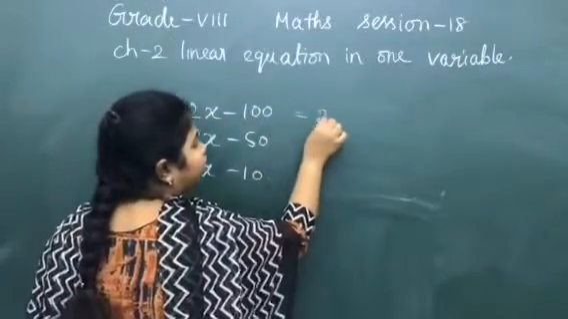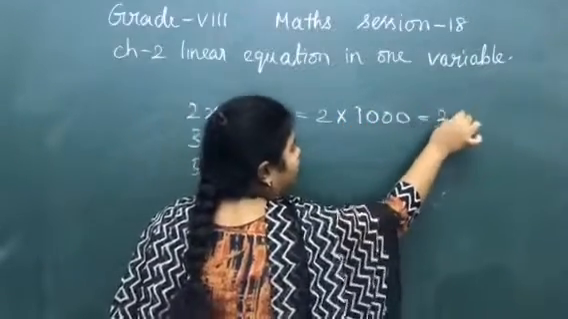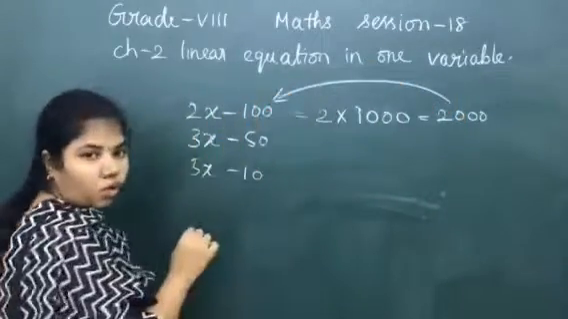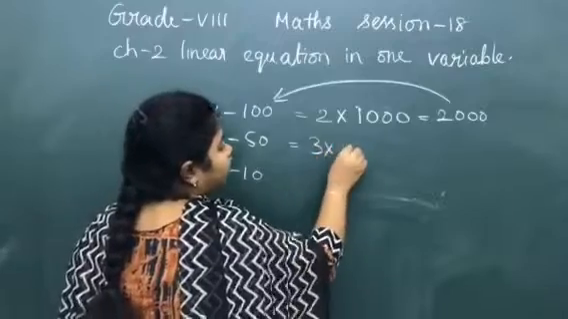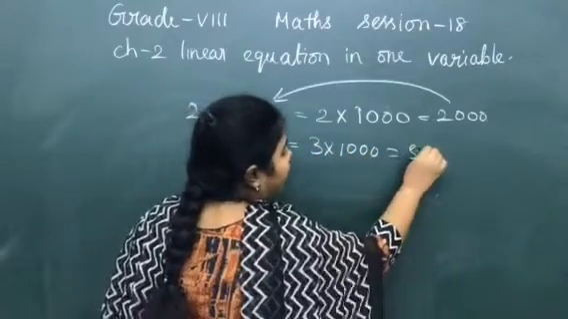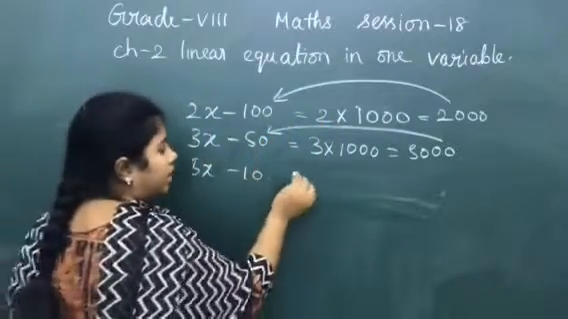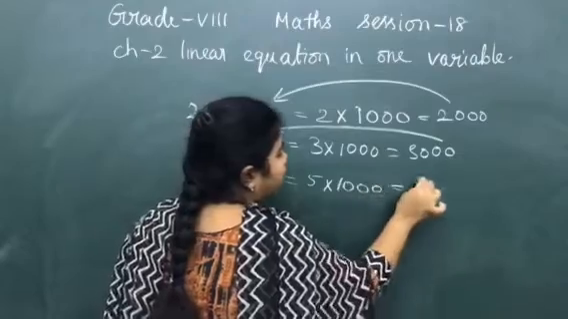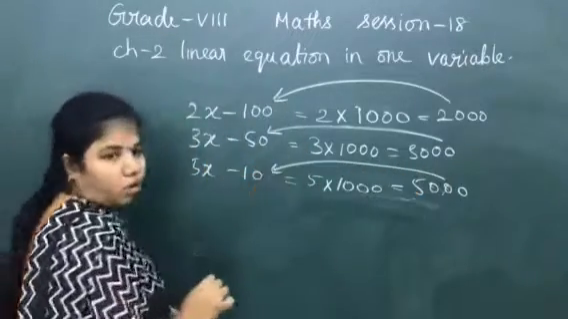2x, which means 2 into 1000. Our x value is 1000. So 2000. How many rupees? 2000 100-rupee notes are there with me. Again 3x, 3 into 1000, which means I have 3000 50-rupee notes. Next 5 into 1000, which means I have 5000 10-rupee notes.